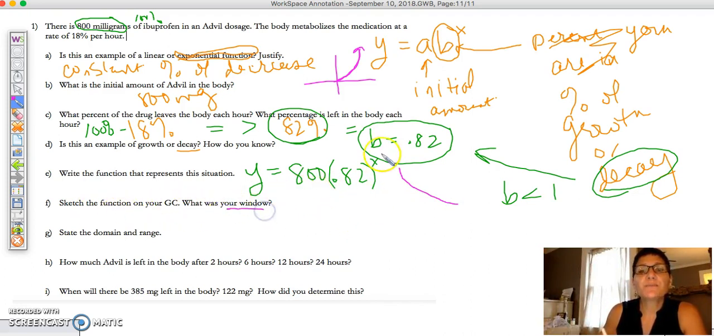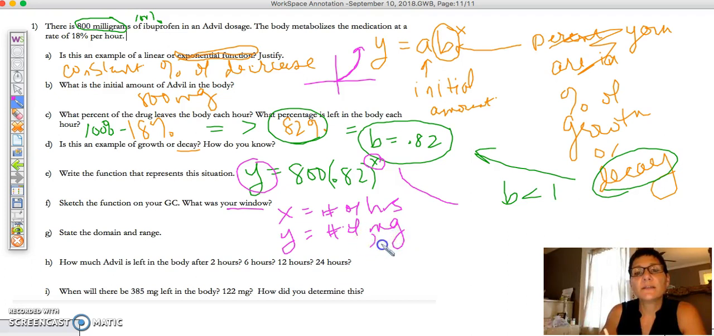What was your window? Well, if we think about who x is and who y is, what does x represent? Well, x is equal to the number of hours. And y is equal to the number of milligrams of Advil left in your body, okay? I know I'm butchering this, but you know what I'm trying to say, left in your body.